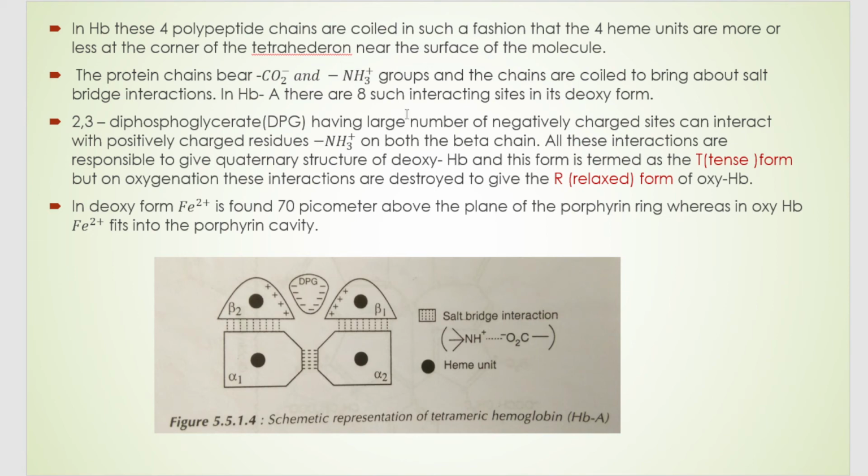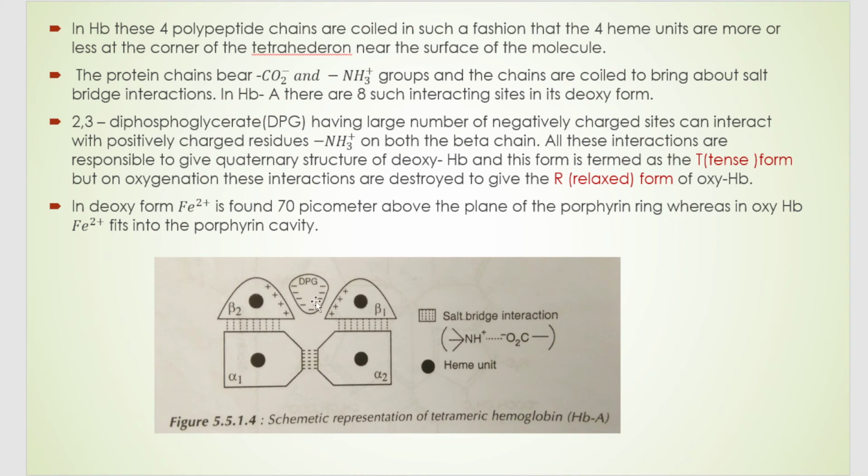Such interaction is called salt bridge interaction. And one more thing you have to know is that each of these heme units has one DPG molecule along with it. What is DPG? It is a 2,3-diphosphoglycerate molecule. So each heme unit will have one such DPG molecule.